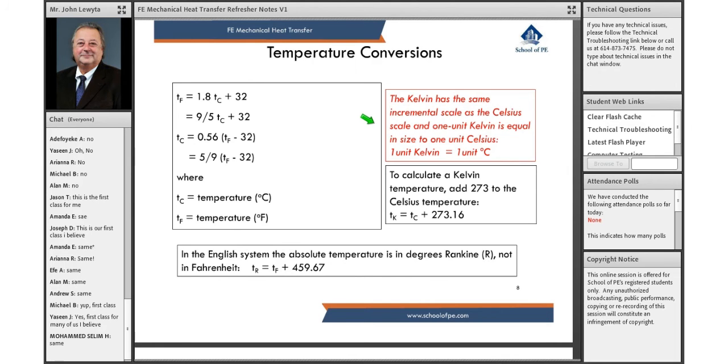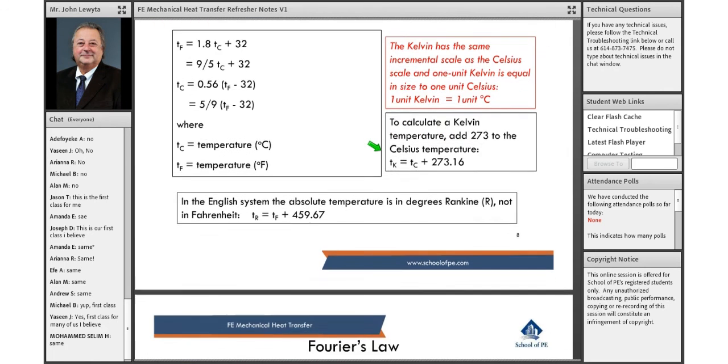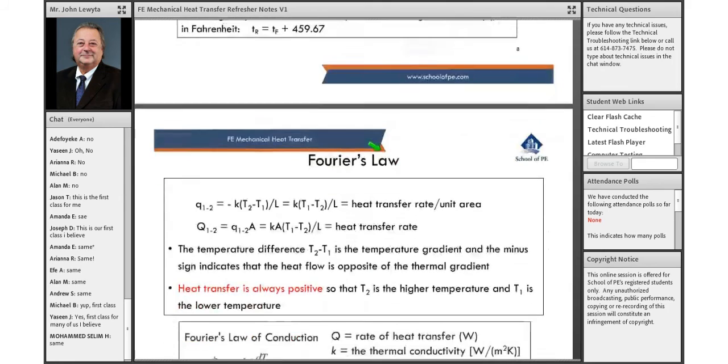But anyway, the key takeaway here is that Kelvin has the same incremental scale as Celsius. In essence, one unit of Kelvin is the same as one unit of Celsius. The point is that you'll see problems given in Celsius, and then the thermal conductivity may be in degrees Kelvin. Everybody goes, well, what happened there? It doesn't matter, you can still use the value. That's really the key takeaway on that little box there in red.